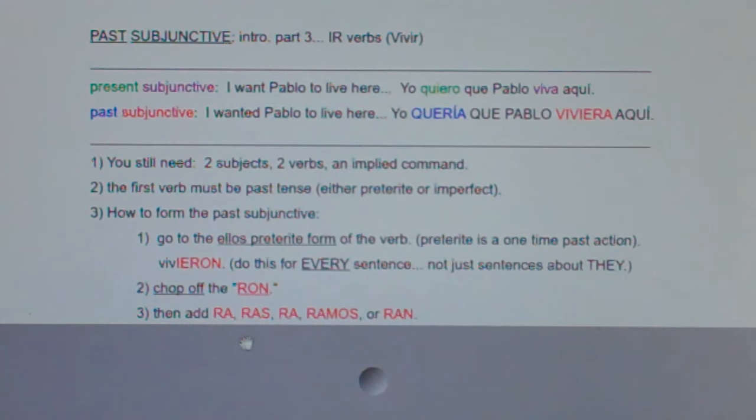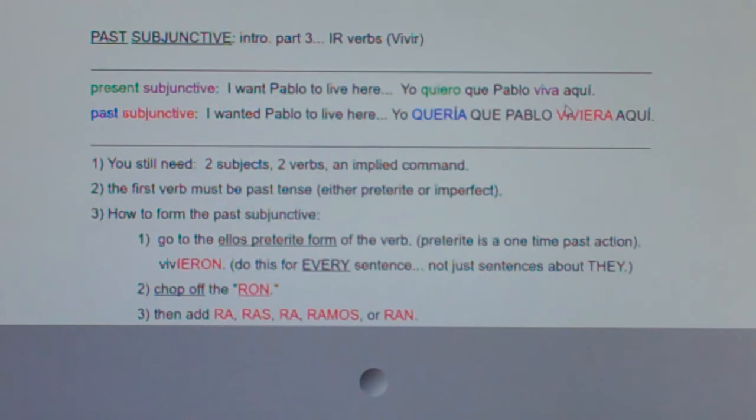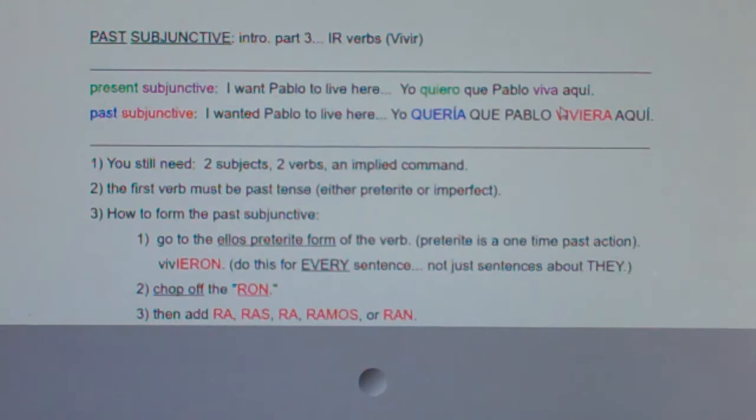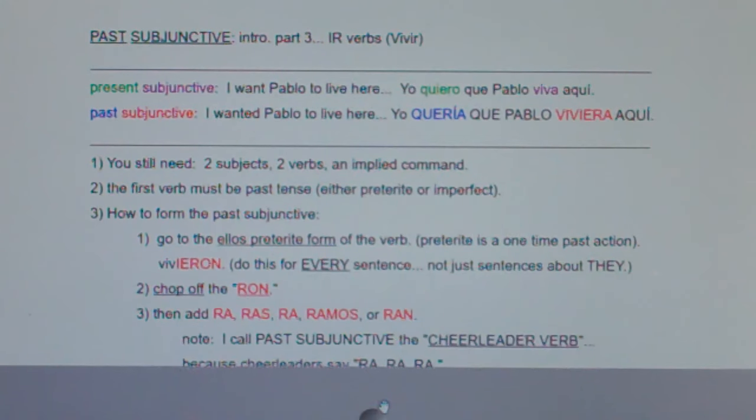Well, Mr. Holt, how do I know whether to add ra, ras, ra, ramos, or ran? Well, if you're talking to your friend, you add ras. If they're talking about we, they wanted us to do something, it's ramos, and it's ran for they. Well, Mr. Holt, it's weird that it's ras, ramos, ran. Not really, because in the present subjunctive, it was yo form, chop the o, opposite vowel ending. To your friend, it was s. We, it's mos, and they, it's n. Past subjunctive, s, mos, n, same thing.